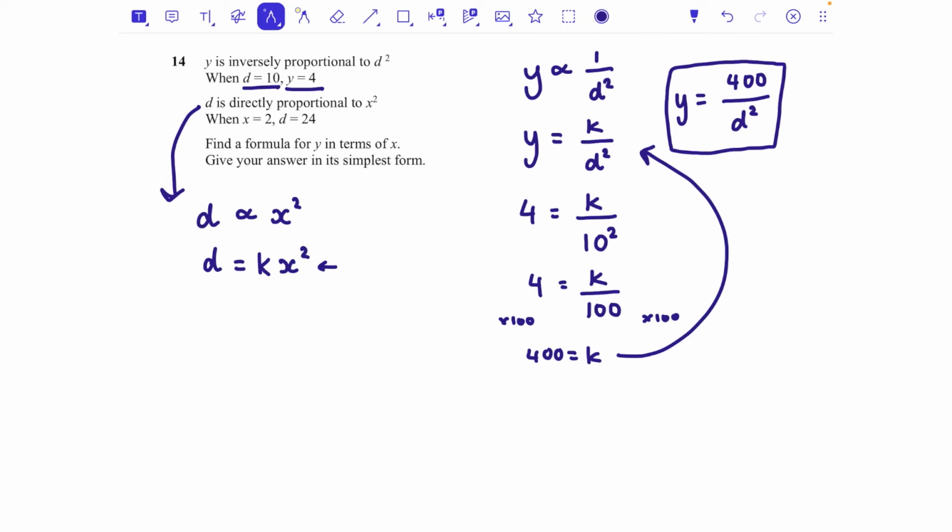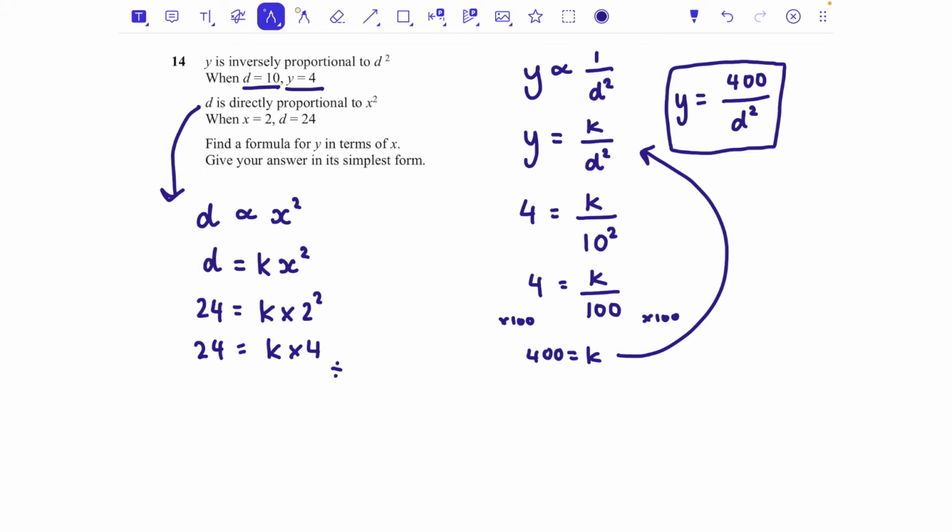You might go straight to this point, and that's absolutely fine. So now I'm going to put in the values they've given me. I know that 24 is d when x is 2. So 24 equals k times 2 squared. And so 24 equals k times 4.